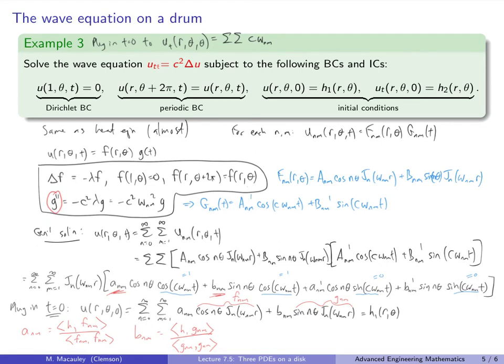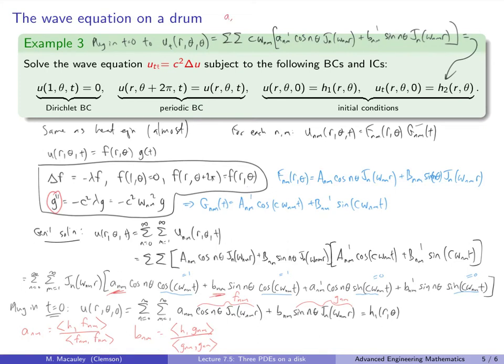And then what's going to be left? You're going to get basically the same thing we had here. It's just now you have a prime here and a prime there. So you're going to get a_nm prime cosine of n theta times J_n of omega_nm r, plus b_nm prime sine of n theta J_n of omega_nm r. And this thing we have to set equal to h2. So now we know what the a_nm primes and the b_nm primes are as well.